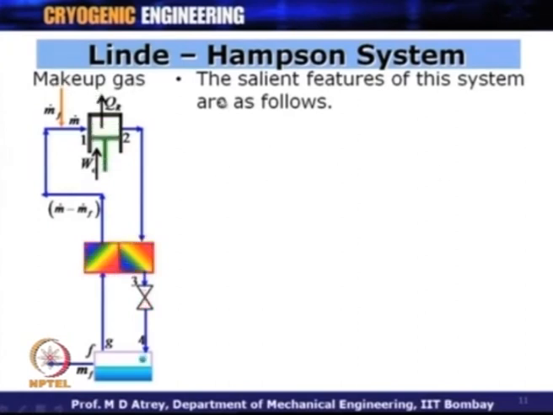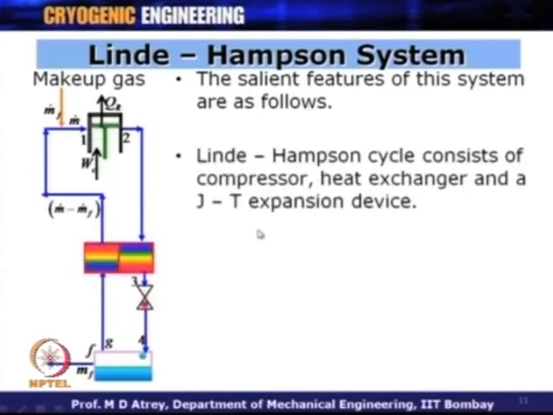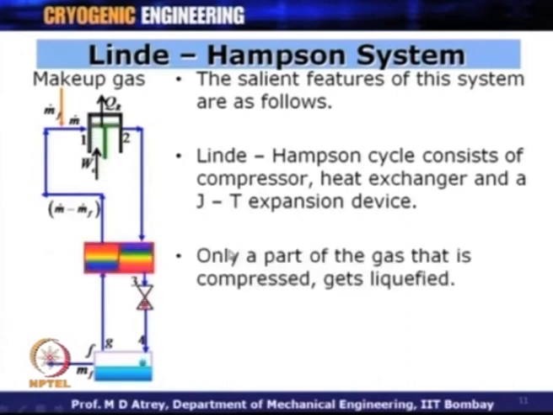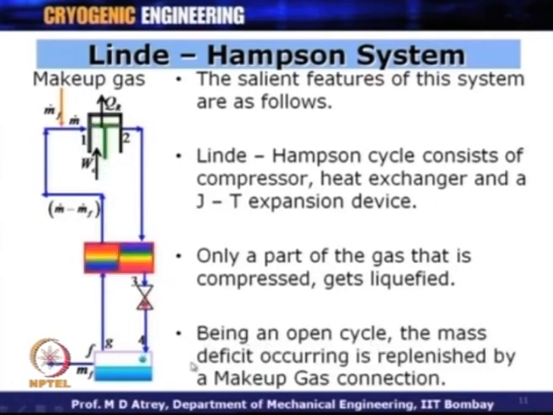With this background, let us see what are the salient features of this system. The Linde-Hampson cycle consists of a compressor, heat exchanger and a JT expansion valve. This is what we have seen. Only a part of the gas that is compressed gets liquefied. Only m dot f is getting liquefied out of m dot which is compressed. Being an open cycle, the mass deficit occurring is replenished by a makeup gas connection. We have just seen that.